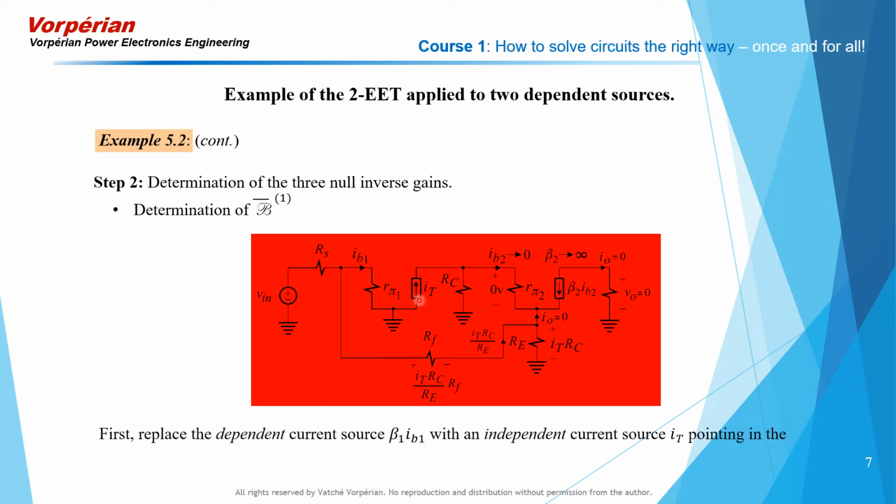And this is the circuit with which we are going to be working. We replaced beta 1 IB1 with an independent current source IT pointing in the opposite direction, and we are going to determine IB1 over IT, and we'll do that in the next slide.